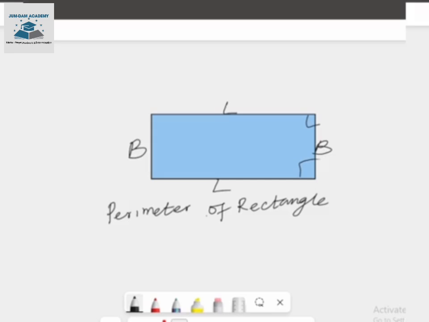So if I want to really get the entire space, meaning that I will have to find the sum of the first length, the second length, the first breadth, and the second breadth. That gives me the entire space that this rectangle is occupying. Therefore, I will say that the perimeter of rectangle, P of R, is equal to L plus L plus B plus B. I believe you understand what I mean by L and B. Now, perimeter of R is then 2L plus 2B.